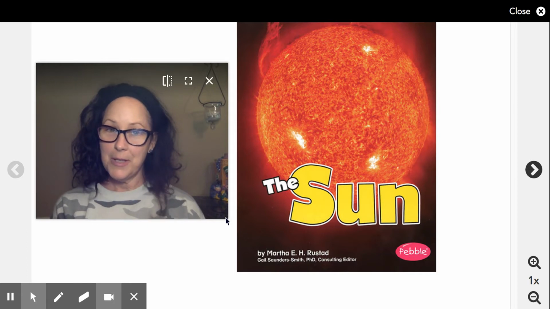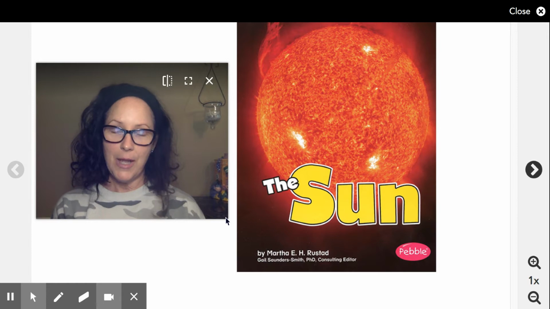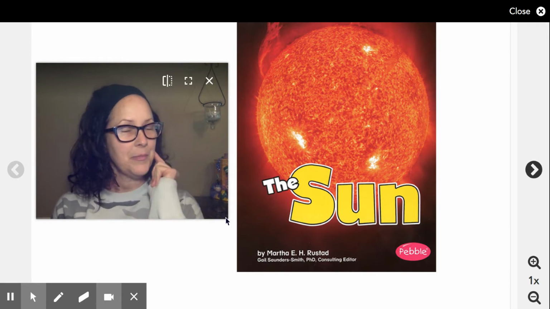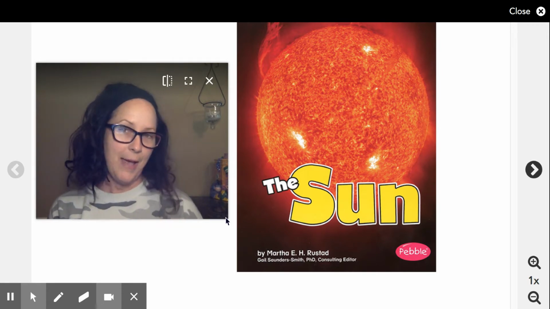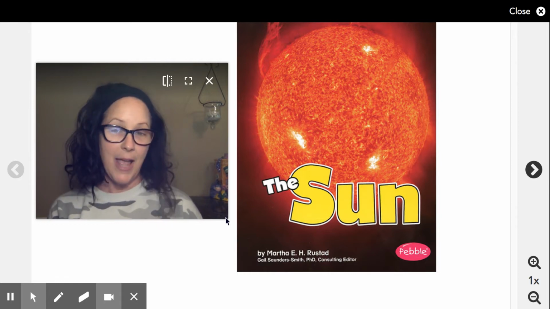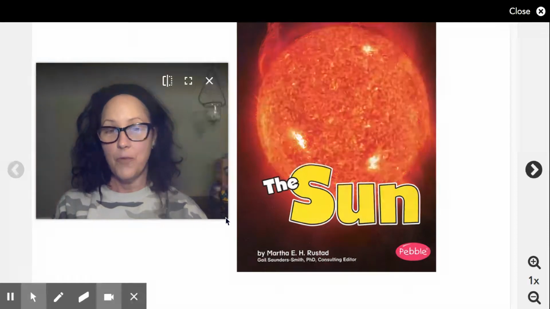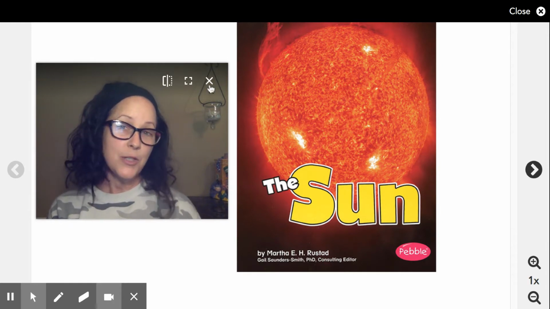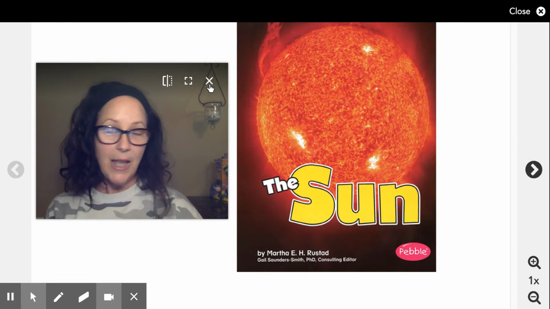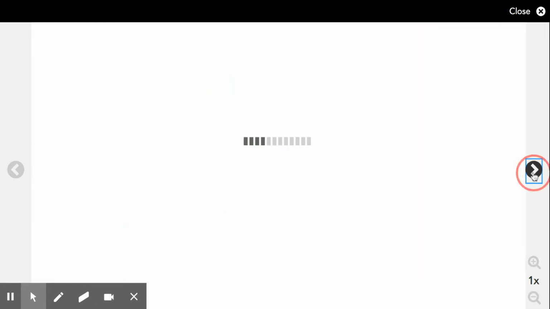And while we read this book about the sun, I want you to think about, what are you learning about the sun? What questions do you have about the sun? And I also want you to think about text features. We will talk a little bit about those as we read along The Sun by Martha E. H. Rustad. It is an expository text telling us information about the sun. So we are going to move along here.